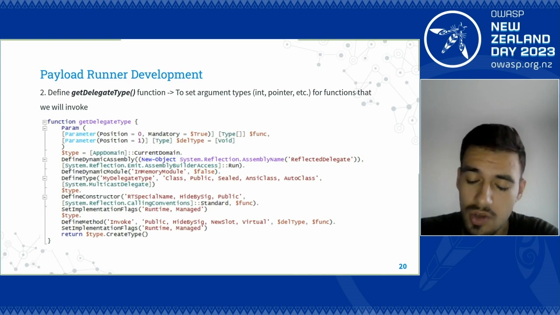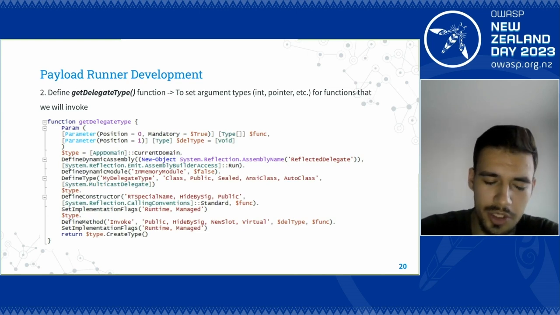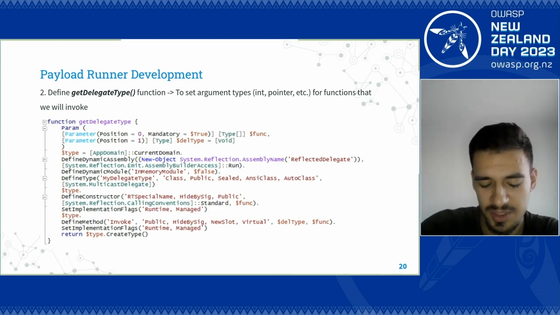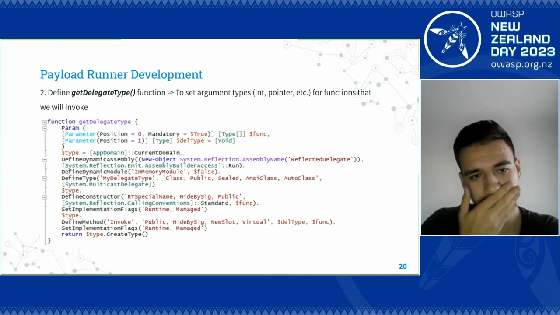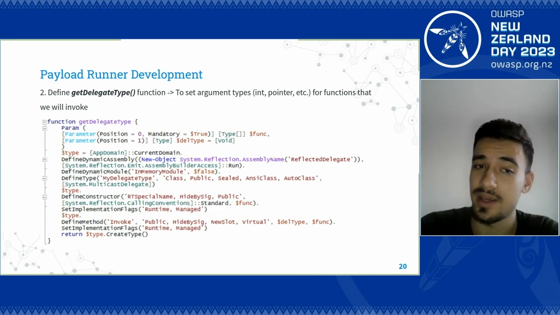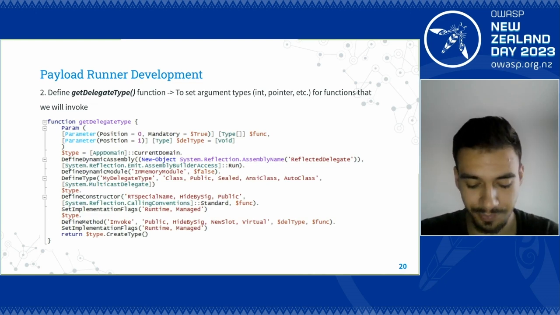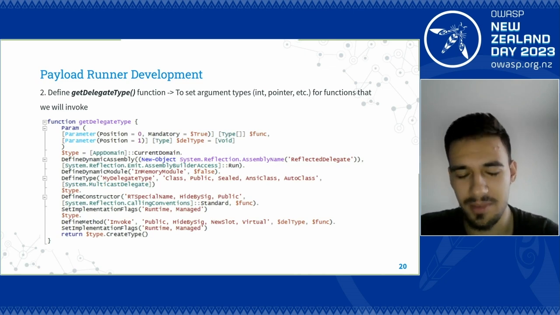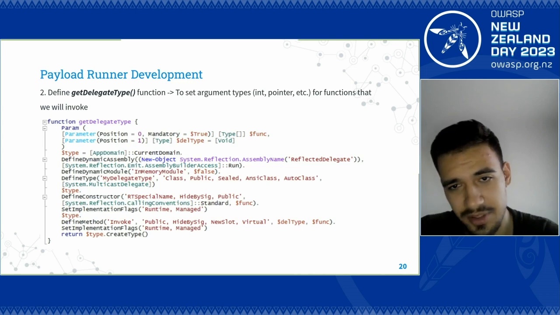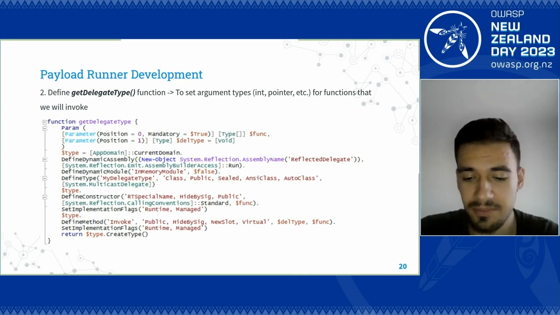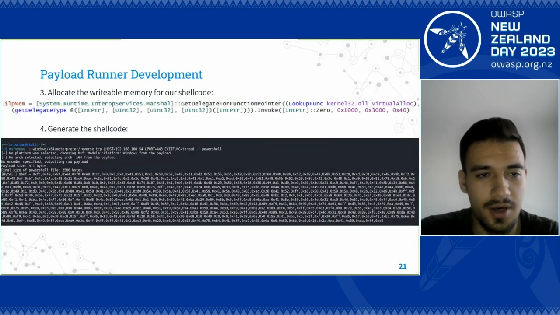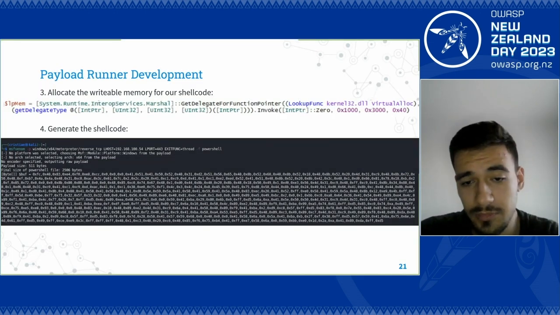Why do we need this one? We need this function because PowerShell doesn't know about pointers, doesn't know about C# specific argument types. So we'll use getDelegateType in order to convert some parameters to C# parameters, such as pointers or integers or things of that nature. And then here we have the buffer, not the buffer, but the shellcode.